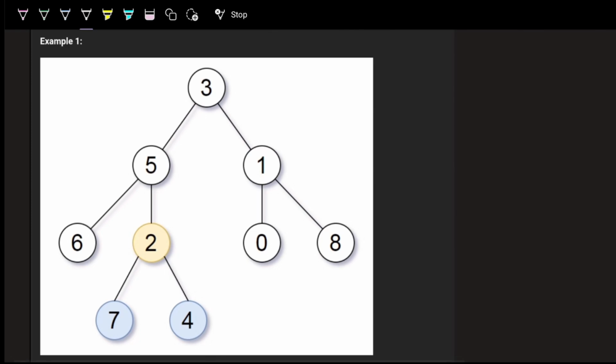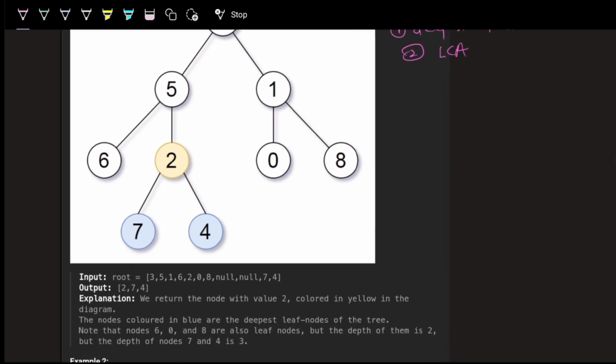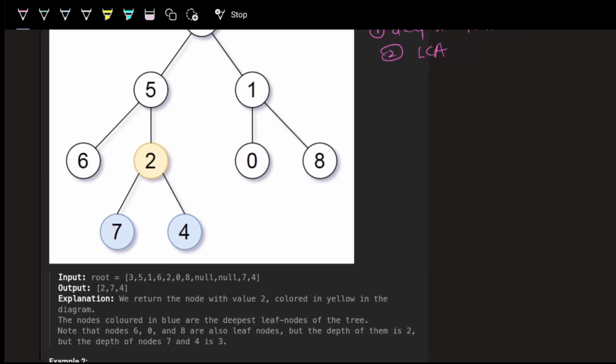So let's understand this with a simple test case given here. First of all, the first question is to find the deepest leaves. This is our first question. And second, find their LCA, the lowest common ancestor. What are the deepest leaves here? So the deepest leaves are this one, 7 and 4.